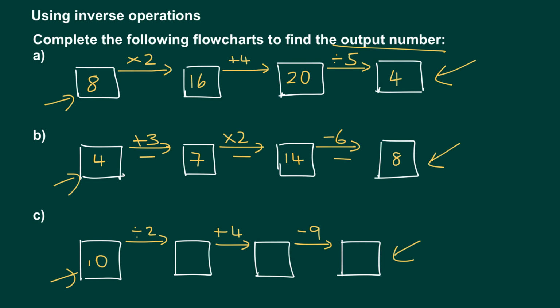Alrighty, so I hope you've had an opportunity to pause the lecture and have a go at this question yourself. So first up, we have 10 as the input number, divided by 2 gives us 5, plus 4 gives us 9, and then minus 9 gives us a 0. So our input number was 10. We went through three different operations here, which gave us the output number of 0. Alright, so let's move to the next question.